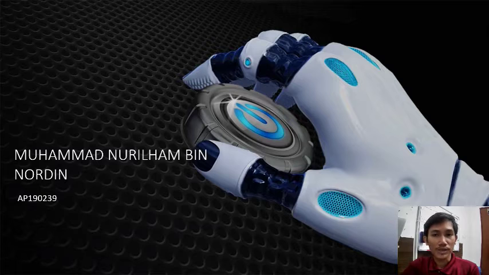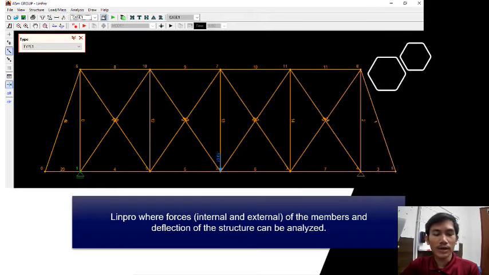Now I want to explain a little bit about our model bridge for our group assignment. Okay, this is our model. It's based on the warren truss. We need to use the software to know the internal and external forces of the members, and the deflection in the structure can be utilized.